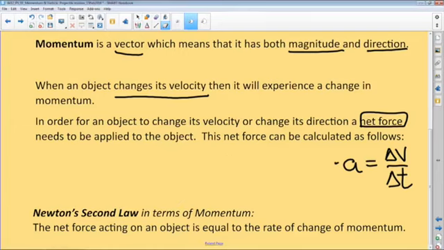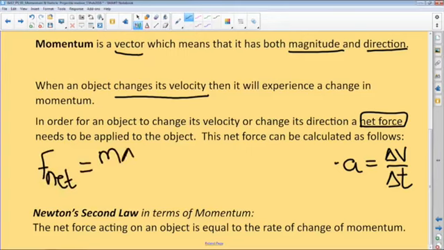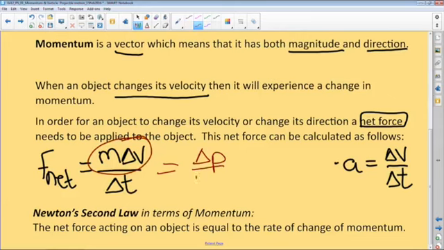So let's do this. F net equals, I'm just going to write it a bit nicer for you, m times change in velocity over change in time. Now, m delta v means that the momentum is changing. So this part here, that is change in momentum. So I can write it like this.